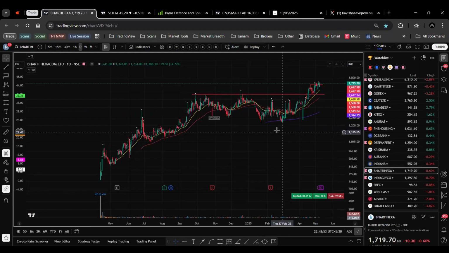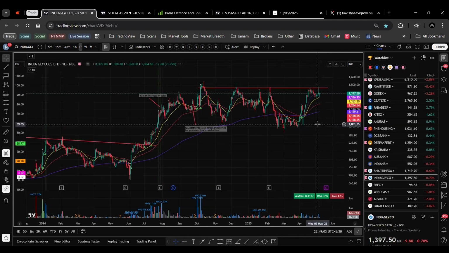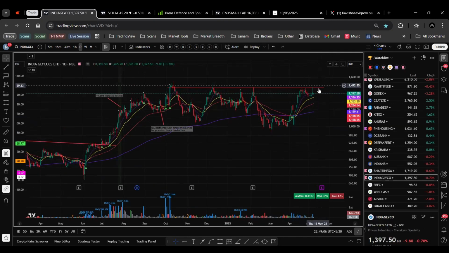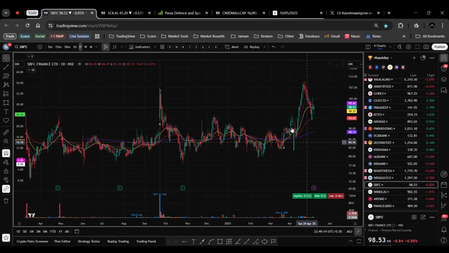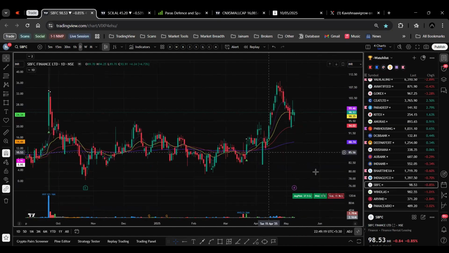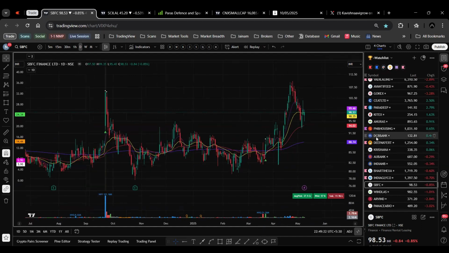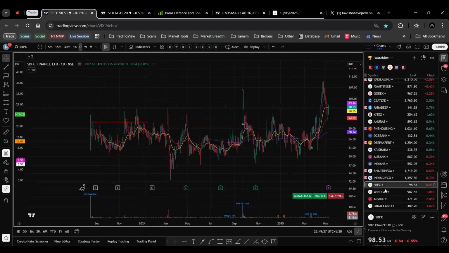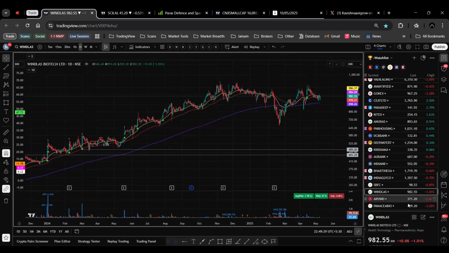Bharti Hexa. Again, decent stock, but थोड़ा power चाहिए, थोड़ा base formation चाहिए. India Glycol, again, some buildup towards the right side. Volume action इतना कोई great नहीं है. SBFC, some power, but volume ही नहीं है. But you can see थोड़े बहुत banking and finance related, these names are showing some strength. Terrible, we just remove it.